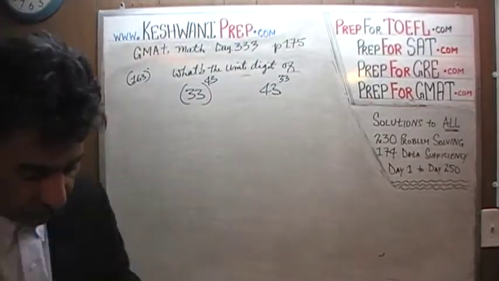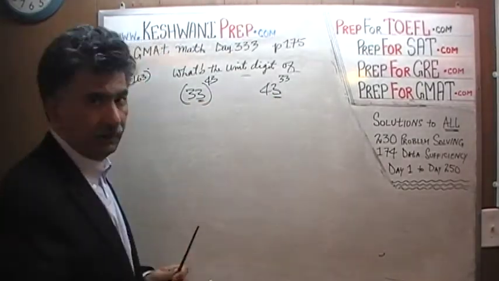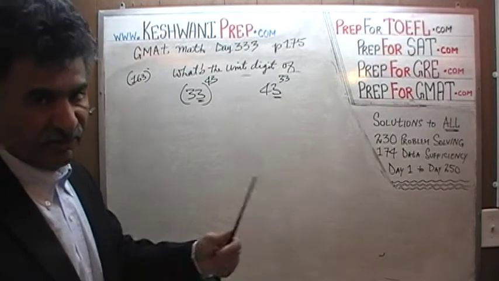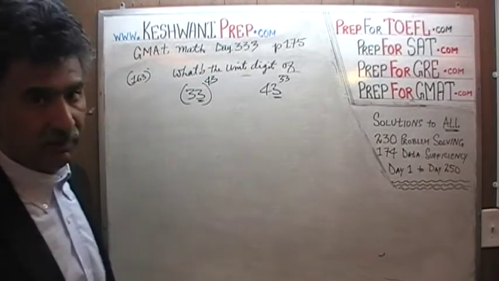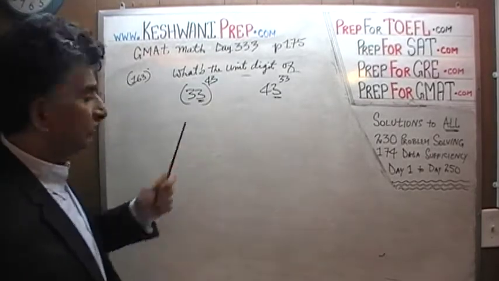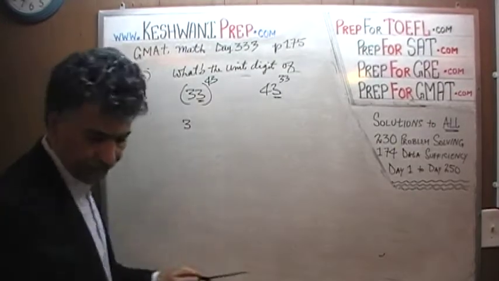Well, the good news for us is that they both end in a 3, which means we won't have to do twice as much work. It's the same pattern we're going to follow in both of them. 33 raised to 43. Let's start the process.